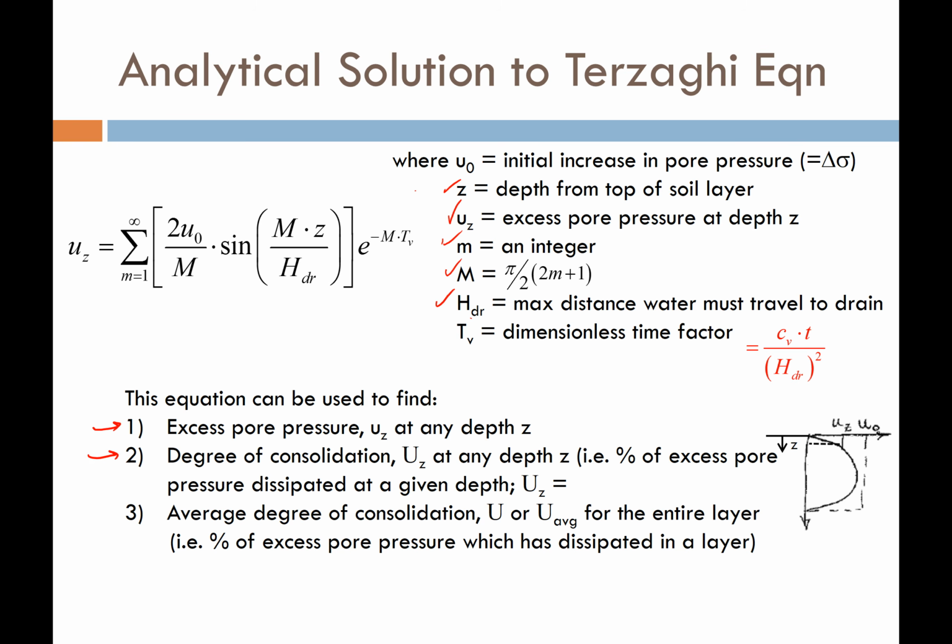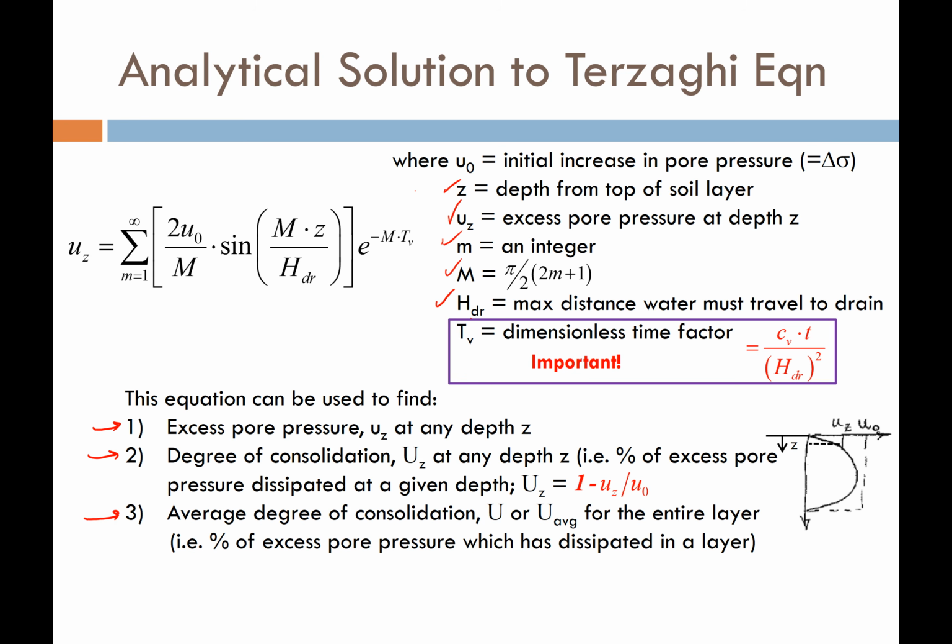And big U sub Z is equal to this equation right here, where it's just 1 minus the ratio of the incremental pore pressure at depth Z divided by the initial increase in the pore pressure at time equals 0. So think of it as almost like a status bar when you're downloading something. When it reaches 100%, your consolidation is completed. When it's at 0%, your consolidation just started. So that's what this degree of consolidation is.